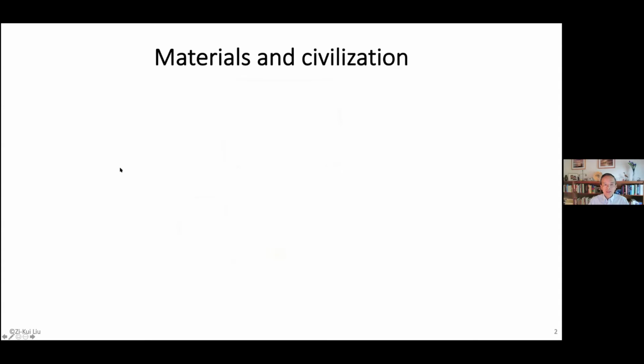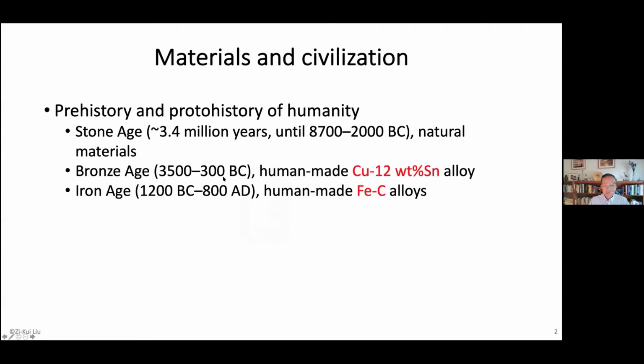All right, so materials and civilization. I want to start with this very big topic because I know that this is the theme of today. We're going to talk about the history of materials in civilization. Of course, we all know that before we could make man-made materials, we had natural materials, like stones, right?